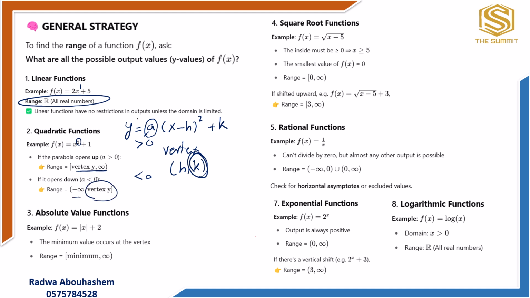For example, here you have x power 2 plus 1. So for the vertex, there is no h, so it's 0, and the k is 1. And beside the x here, there's no number, so I consider it like 1, so it's greater than 0. So this means it opens up, right? So this means my range starts from 1 to infinity.